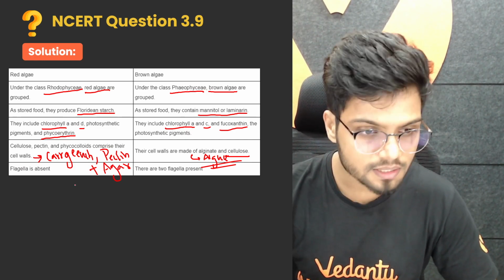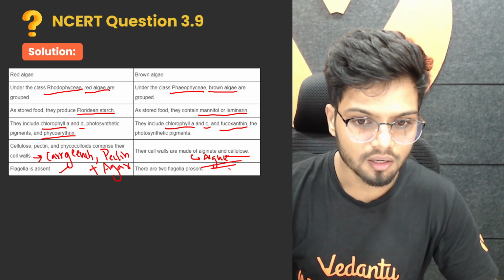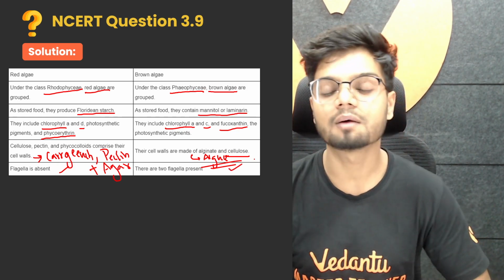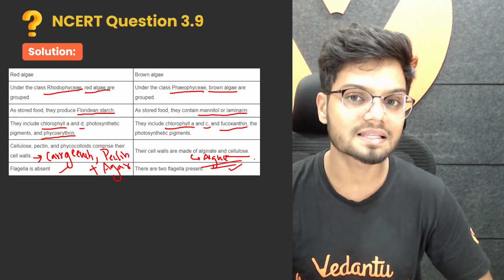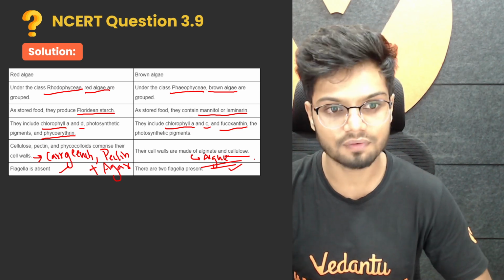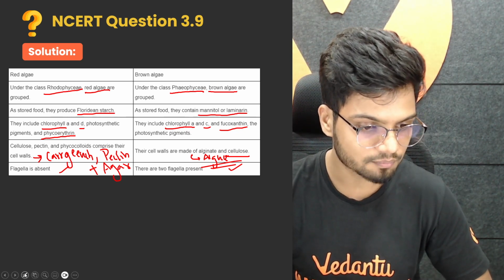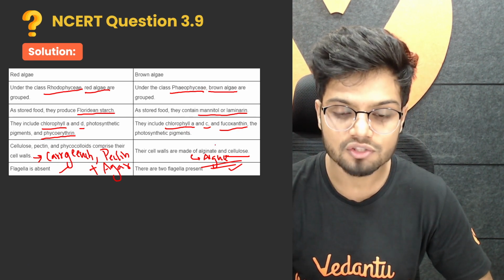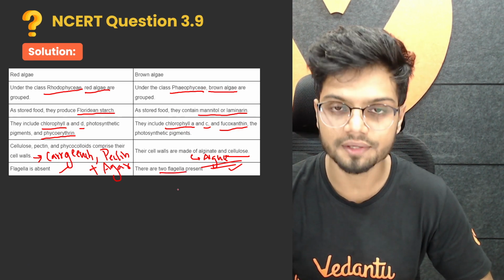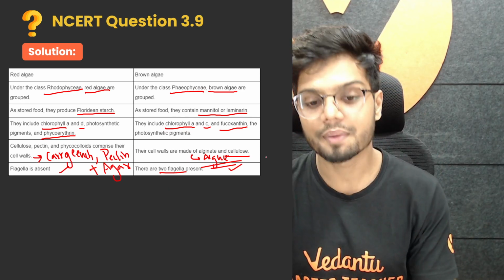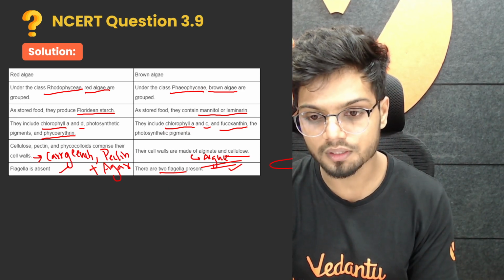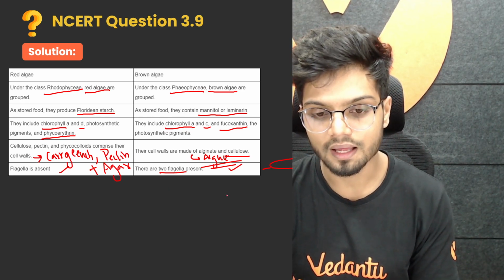Now, along with this, what about the flagella? Your red algae is completely non-motile. It doesn't have any flagella, while your brown algae is motile. It has two flagella. Now, these two flagella present here are unequal and lateral.